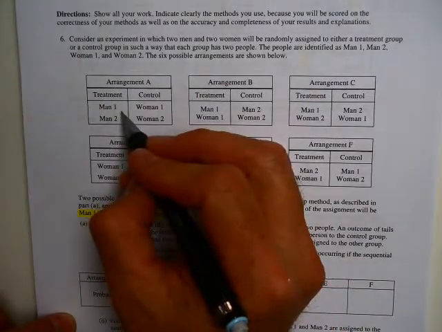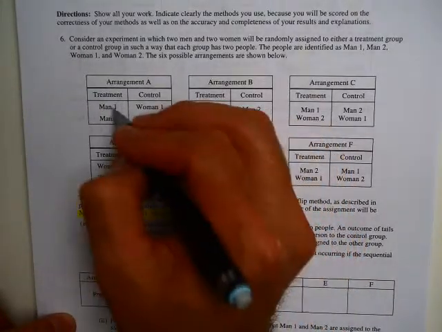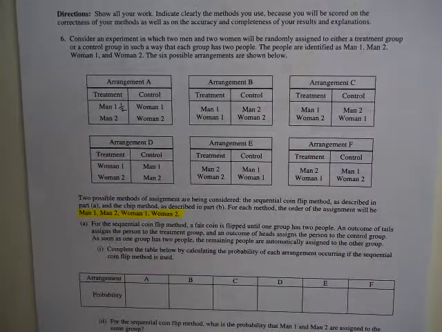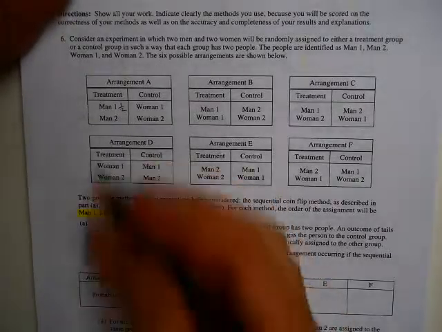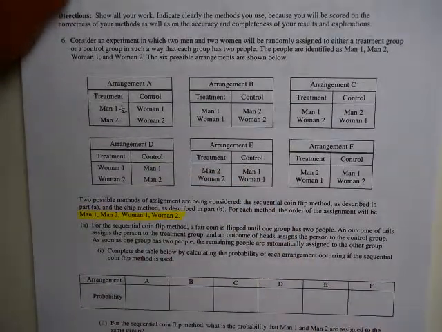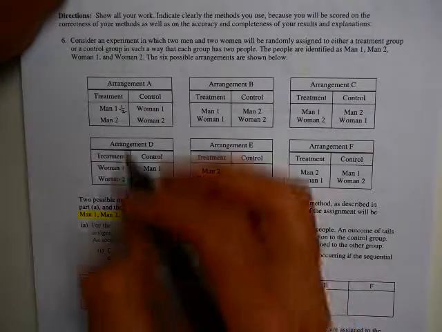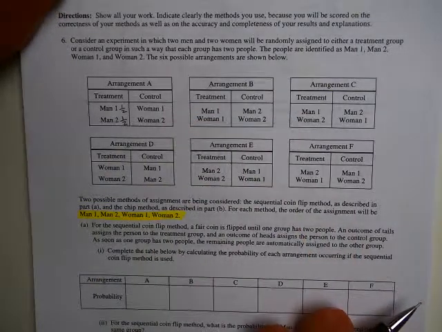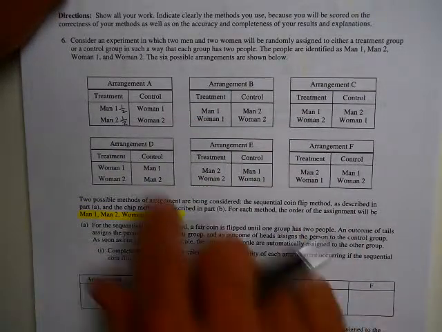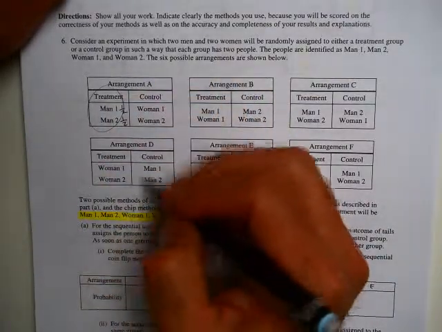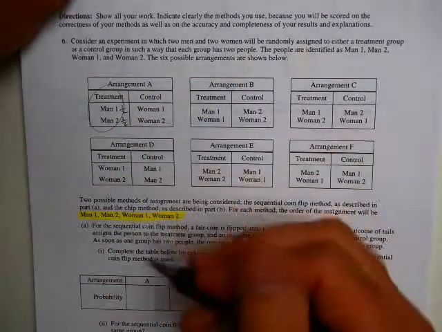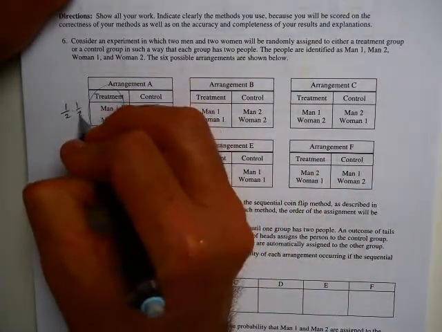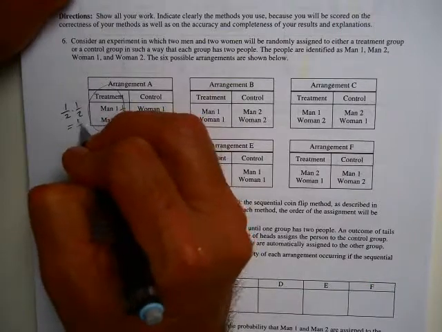But man 1 flips a coin, and he has a 1 in 2 probability of getting put into the treatment group. So he flips, he gets heads or tails or whatever it is that gets him into the treatment group, and he's in. Man 2 steps up and flips his coin. He's got a 1 in 2 probability of getting into the treatment group. So now the treatment group is filled. Woman 1 and woman 2 don't need to flip, they just go directly into the control group. So this is going to be 1/2 times 1/2, which is 1/4 or 0.25.